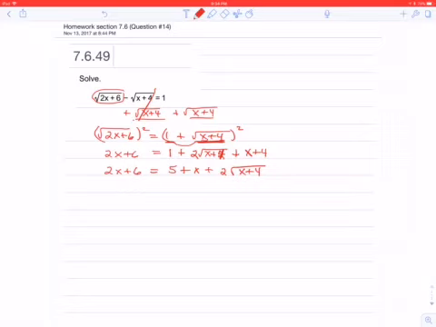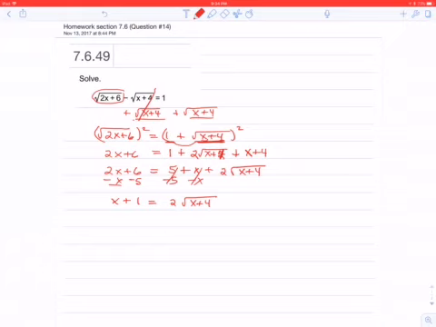So I still have a radical in the equation. So I need to isolate it. I'll subtract 5 from both sides, x from both sides. I'm left with x plus 1 equals 2 times the square root of x plus 4. So once I've isolated the radical, I'll square both sides.